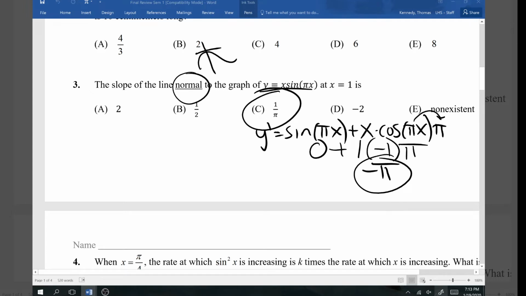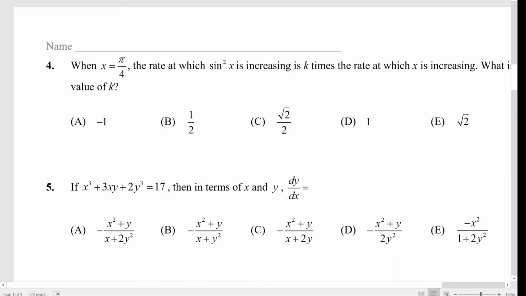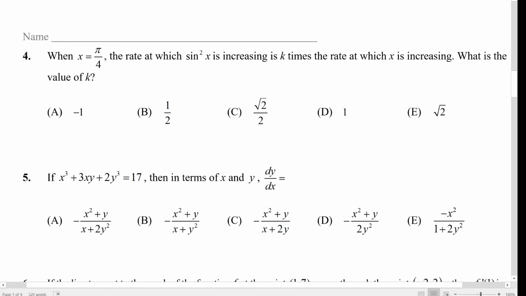Yep. Yay, Liam Minecraft is here with the spammers. Alright. 4 was the other one, I believe. Yeah. Okay.